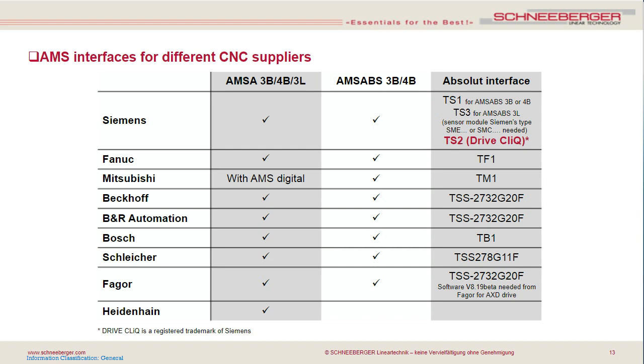With Schleicher controls, we can have the analog version or the absolute version of integrated measuring system, and the interface is called TSS278G11F. With Fagor controls, we can either have analog systems or absolute systems, and the interface is called TSS2732G20F. With Heidenhain, only analog systems are available.